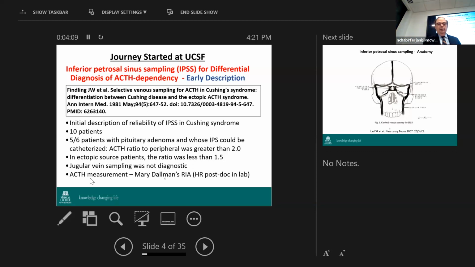And the ACTH measurements were done with Mary Dahlman's RIA, and that's where Hershel was, and that's how I met him. So this was published again in 1981. We started the work in obviously 1979.